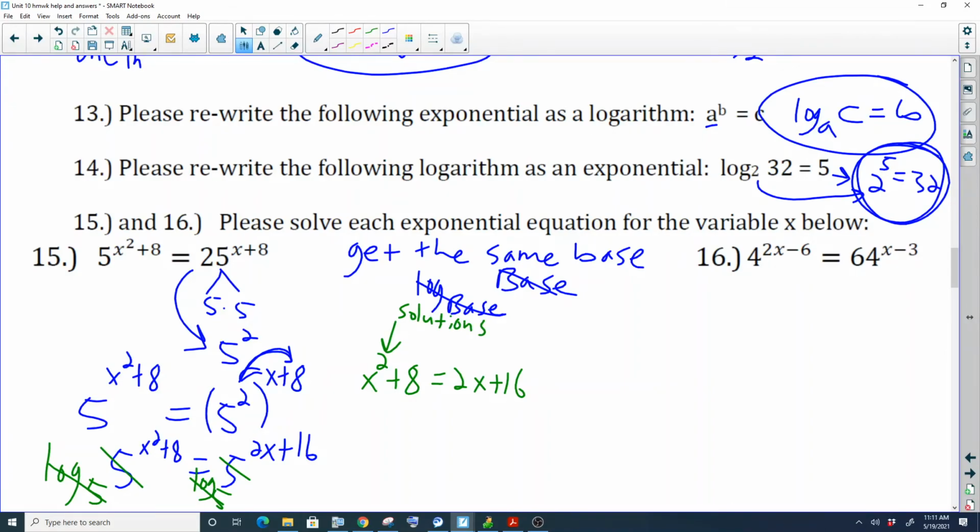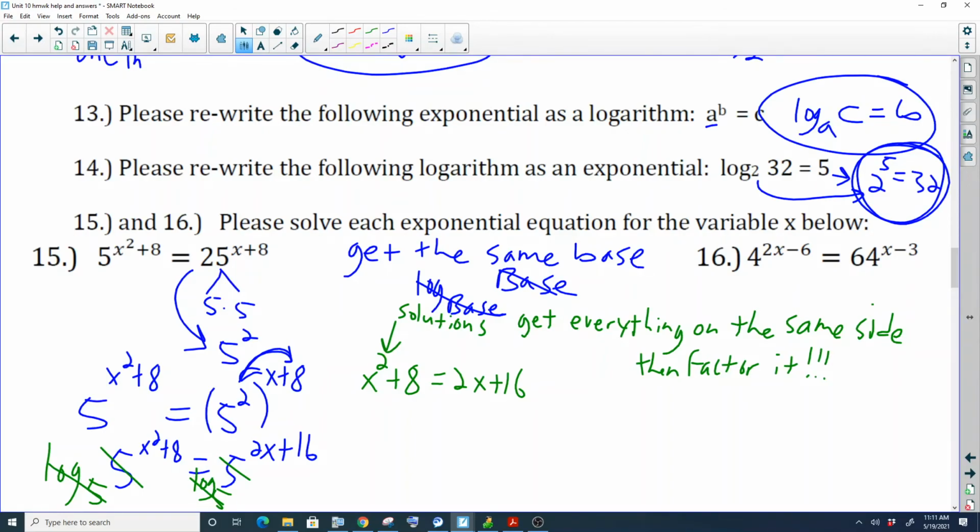And 2 solutions means that you're going to have to get everything on the same side, and then factor it. So we're going to subtract 2x over to this side. There's nothing to combine with, so it's just going to be x squared minus 2x. Then we subtract 16 over here, and negative 16 plus 8 is negative 8. There we go.